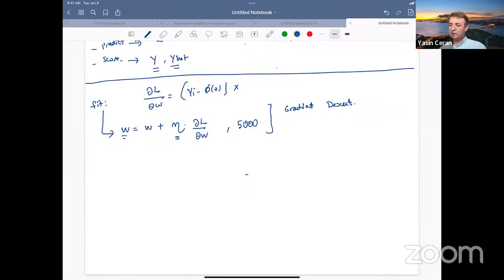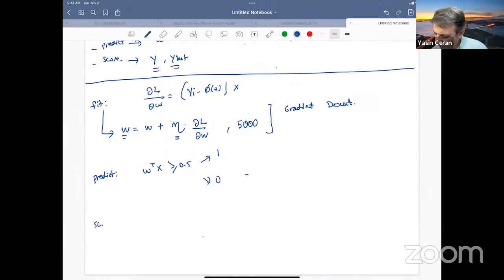Okay, so that's what we're going to do with fit. When it comes to predict, it is very easy. With predict, we are going to take this W that we found from fit and then multiply it by X, and then check if it is greater than 0.5 or not. So 0.5 is our threshold. If it is greater than 0.5, we're going to say 1. Otherwise, we're going to say 0. All right. That is predict.